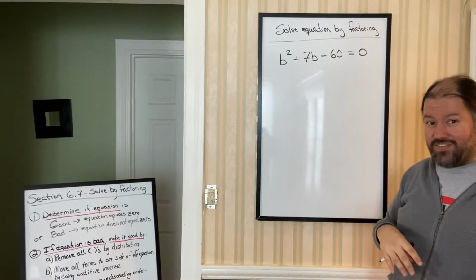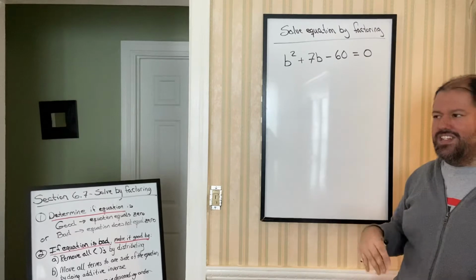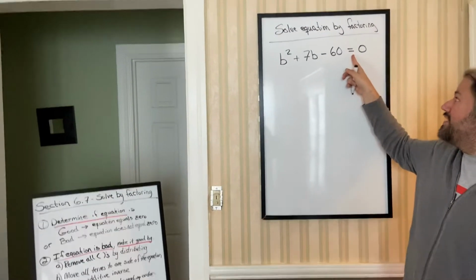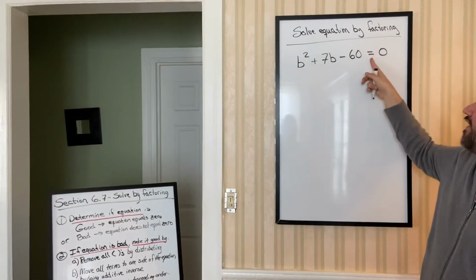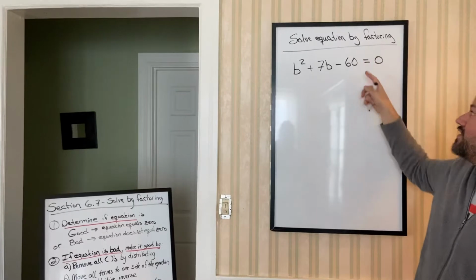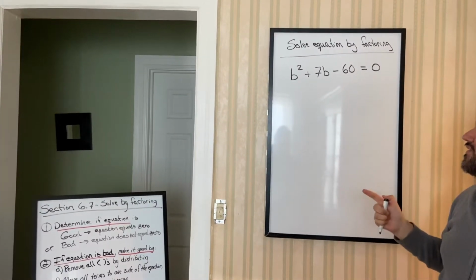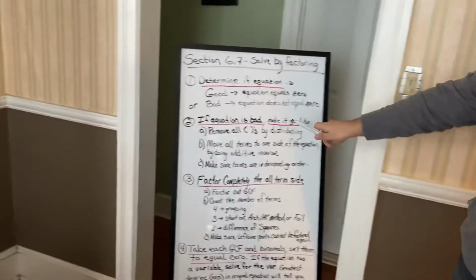Notice we're skipping 6.6. We're not doing factoring of a cubic function, so we're not doing perfect cubes or anything like that. But 6.7 says solving equations by factoring. So all these questions, you'll notice, will have an equal sign in the problem. Now, how do you solve by factoring? Well, we got some steps, just like we have for the other ones.